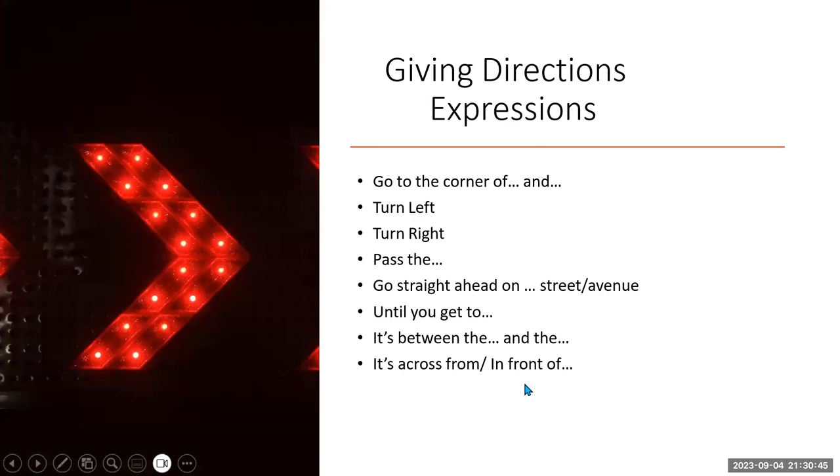But let us see what else we can have. Okay, if you are going to give directions, these are the expressions that you are going to use. For example, go to the corner of, then turn left, to the left, to the right, past the corner, go straight ahead on, and you can mention the name of the street or even the avenue. Or you can say until you get to, and mention a specific point. It's between, and you can mention one place and the other.